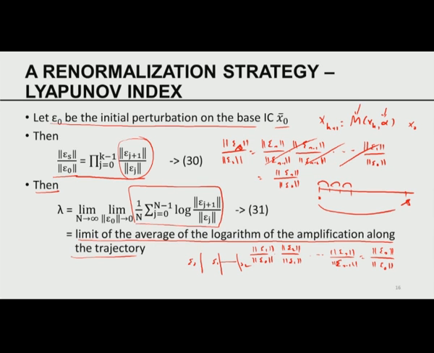So, by running the model one step at a time, by computing the ratios, by taking the product of those ratios, taking the logarithm of the ratio, I can in a way estimate lambda. So, this provides an easy algorithm to be able to evaluate lambda. This is what is called the renormalization strategy.